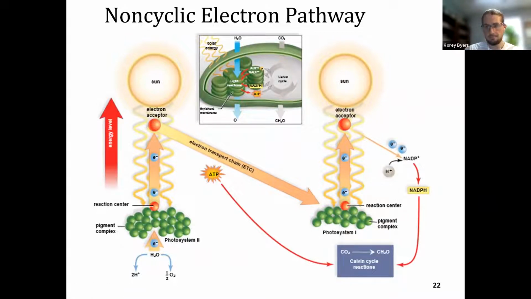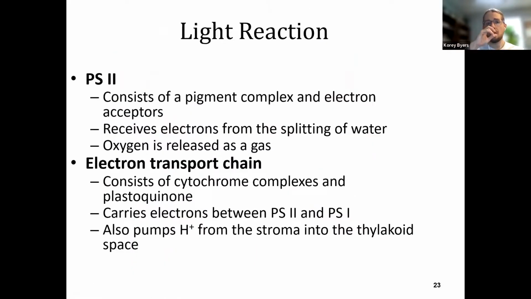Now, as a byproduct, we do get some hydrogen ions left over inside the thylakoid. So that's going to allow us to use to make something else. And so photosystem 2 consists of a pigment complex and electron acceptors. When those electrons are powered up and leave, they receive electrons from the splitting of water. O2 gas is released. The electron, we can't just put it nowhere. It has to go down the electron transport chain. So we're carrying an electron between photosystem 2 and photosystem 1. We're going to store those excess hydrogen in the thylakoid space.